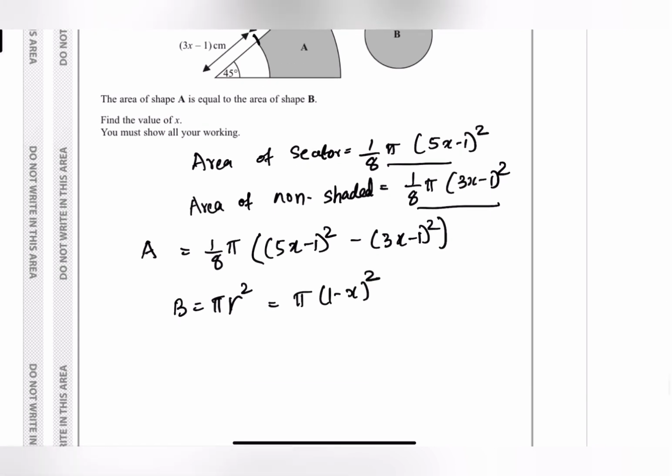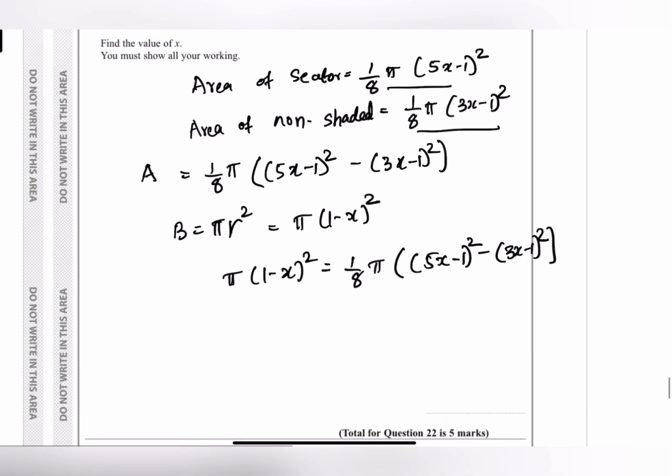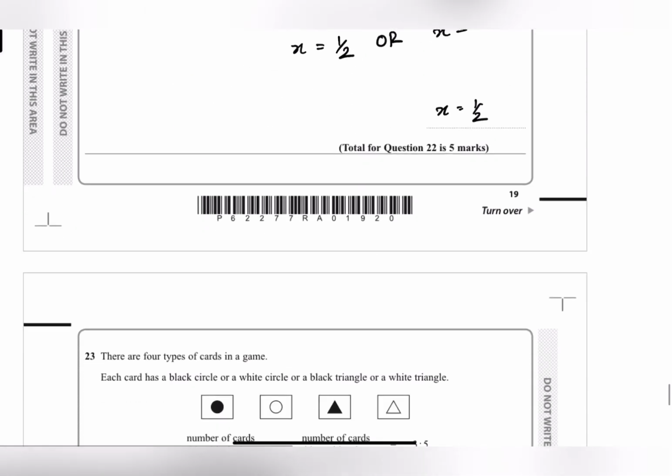Now you are saying area of A and B are equal, so from there you can solve for x. So we equate those: pi times 1 minus x whole square equals 1 over 8 pi times 5x minus 1 whole square minus 3x minus 1 whole square. When you do the rearrangement and cancellations, you get x as either 1 over 2 or x as minus 2. Minus 2 is a negative value, so we don't accept that value, so you use x as 1 over 2. Let's move on to the next problem.